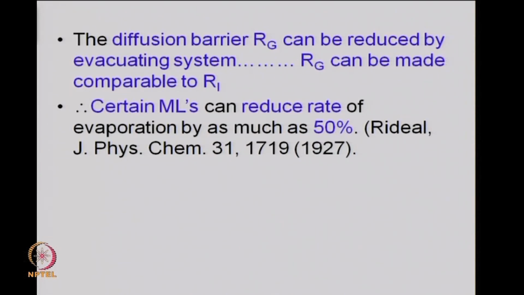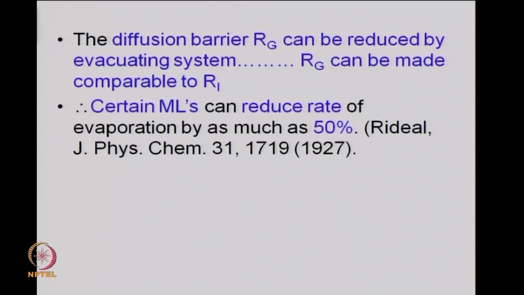In our diagram, starting at about 80 seconds per centimeter, we may bring it down to 10 seconds per centimeter or less, a few seconds per centimeter, and therefore Rg is reduced to almost the same level as Ri, which means some of the monolayers could in effect reduce the evaporation by a factor of 2, as demonstrated by Riedel in a 1927 paper in the Journal of Physical Chemistry.